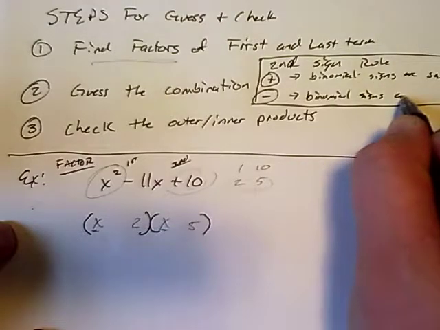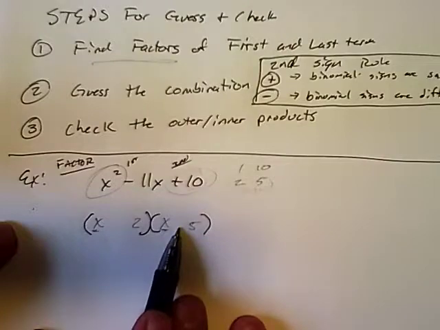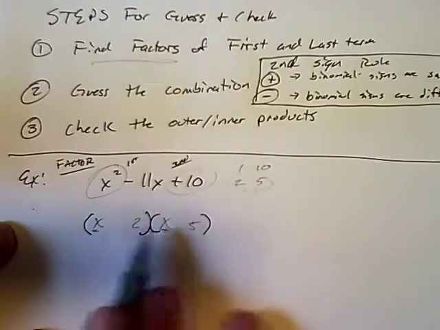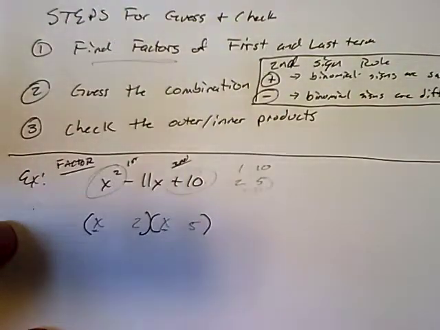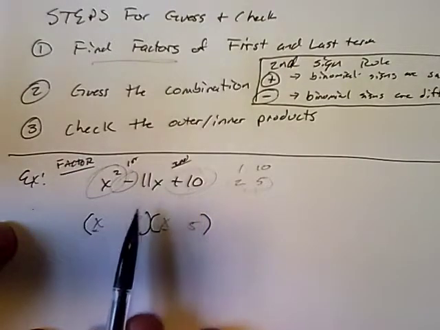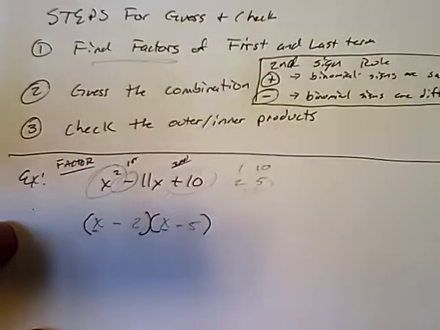So binomial signs are different. And I'm talking about these down here. So since the second sign is a positive, I know that these signs have to be the same. Well, if they're going to be the same, then they both have to be whatever the first sign is. So if my second sign is a positive, then I have to check. Well, what's this? It's negative, so I have to put a minus and a minus.